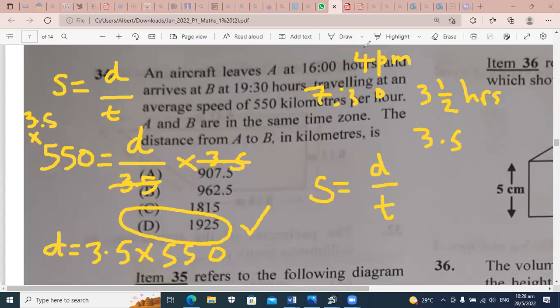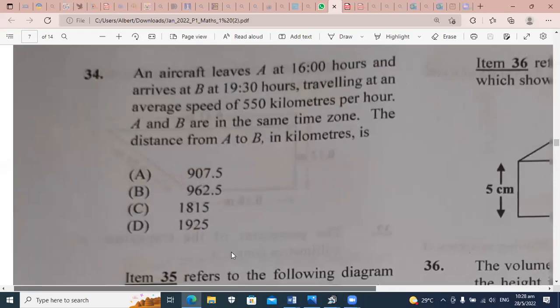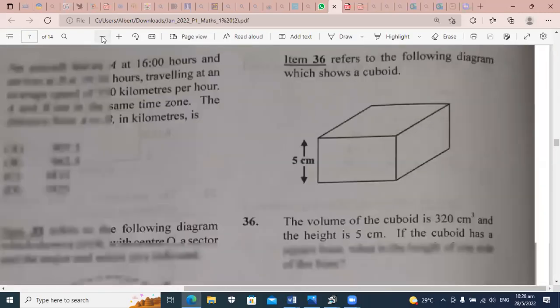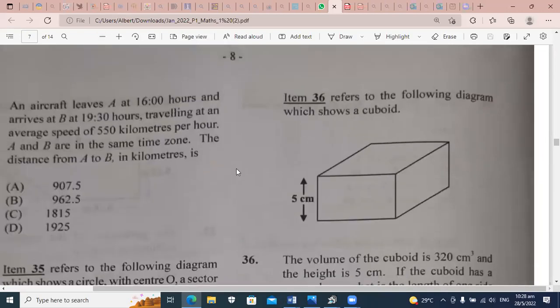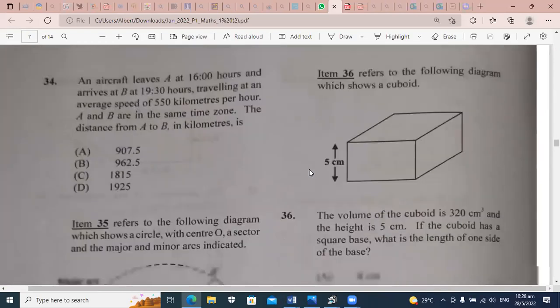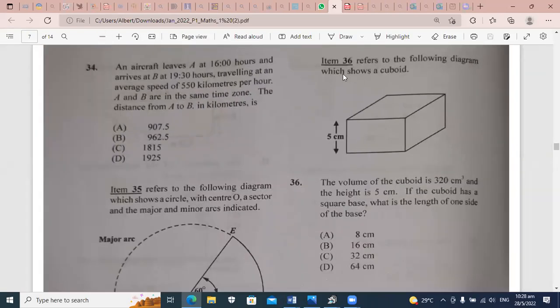All right. Let's look at this last one and we'll go for a little break. Number 36.